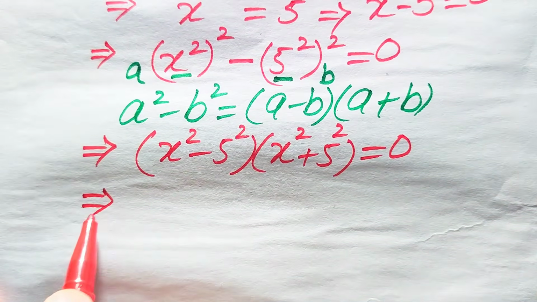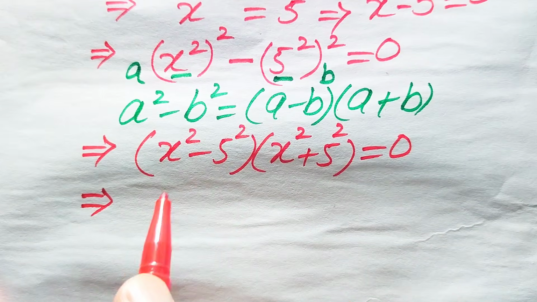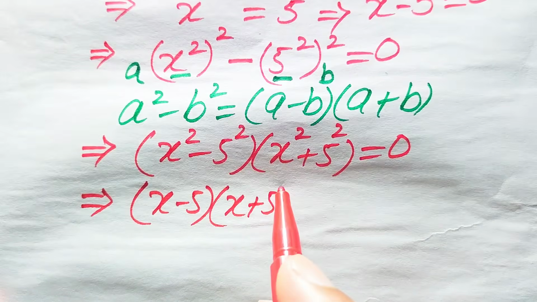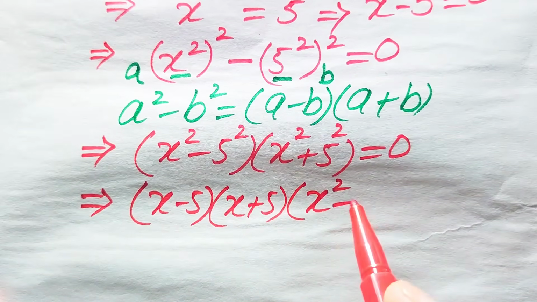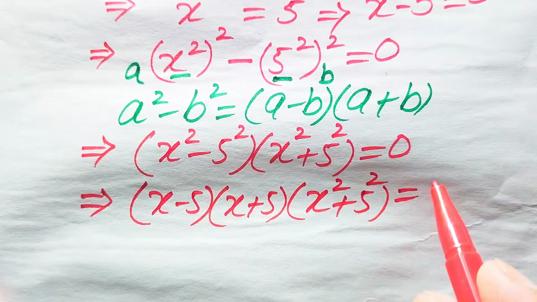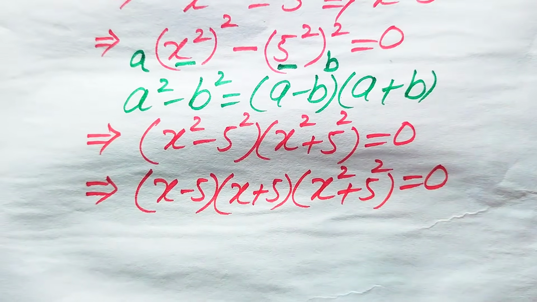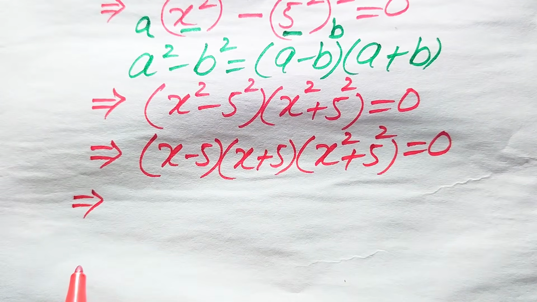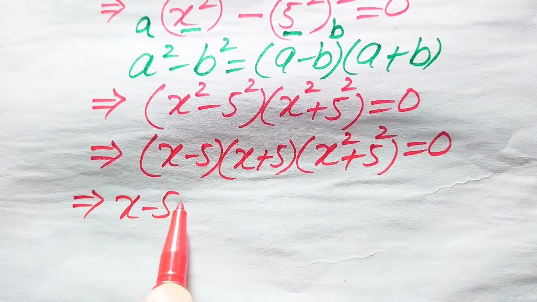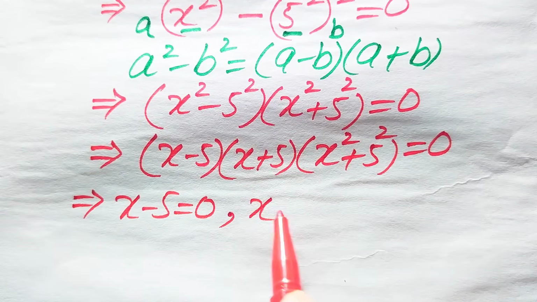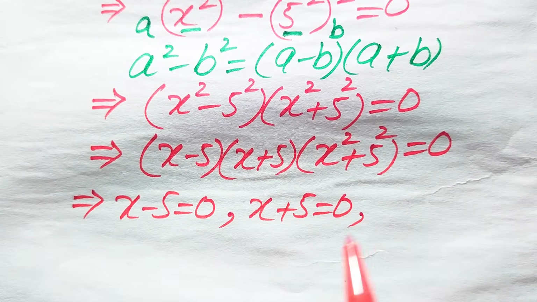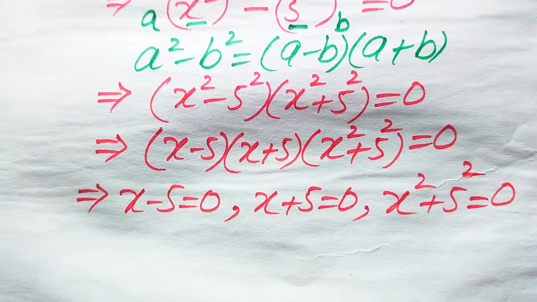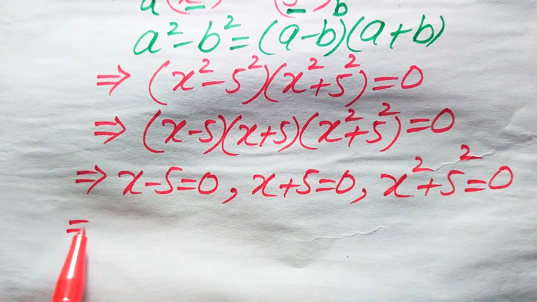So here we again apply the above algebraic formula to the first factor, and this will be written as x minus 5 times x plus 5 times x square plus 5 square, and this whole equation is equal to 0. After that, we divide this equation into three cases. The first case is we write x minus 5 is equal to 0. The second case is we write x plus 5 is equal to 0. And the third case is we write x square plus 5 square is equal to 0.